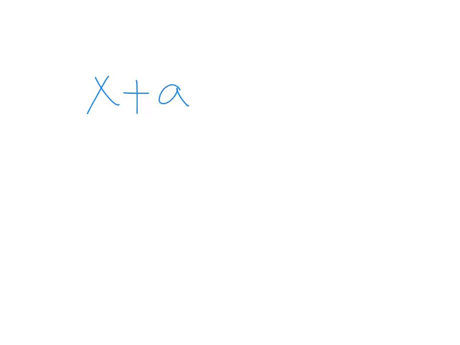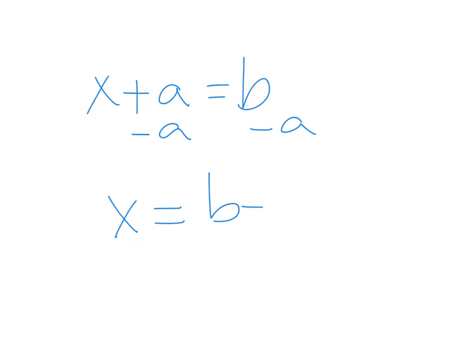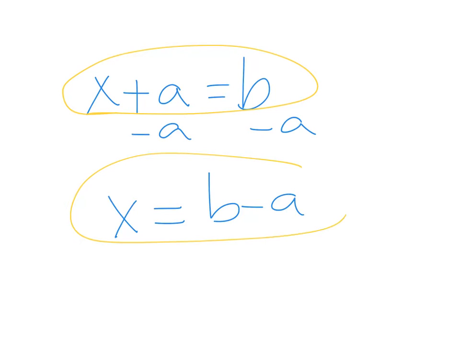Now the subtraction property of equality is the same thing. If I have x plus a equals b, then I can subtract a from both sides, and you still get x equals b minus a. And again, this first equation is equivalent to the second equation. Guys, this is just a really long way to talk about how you solve for a variable. That's all.